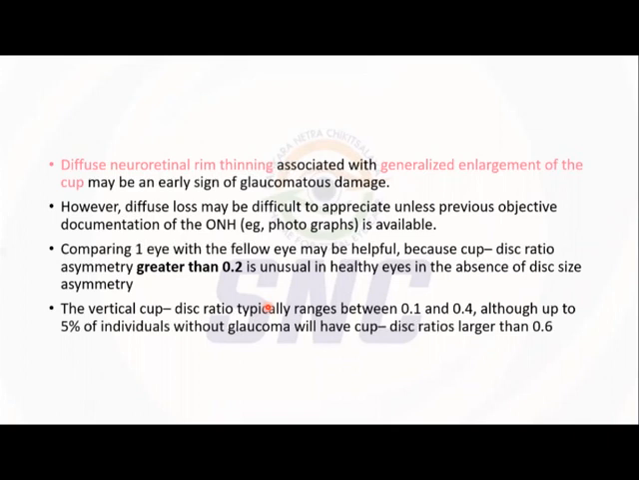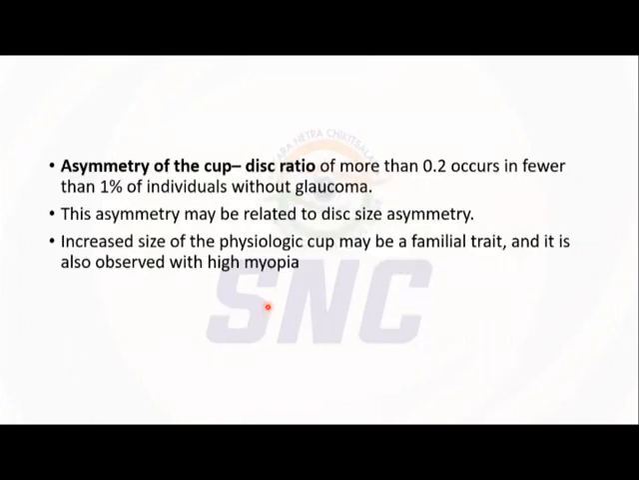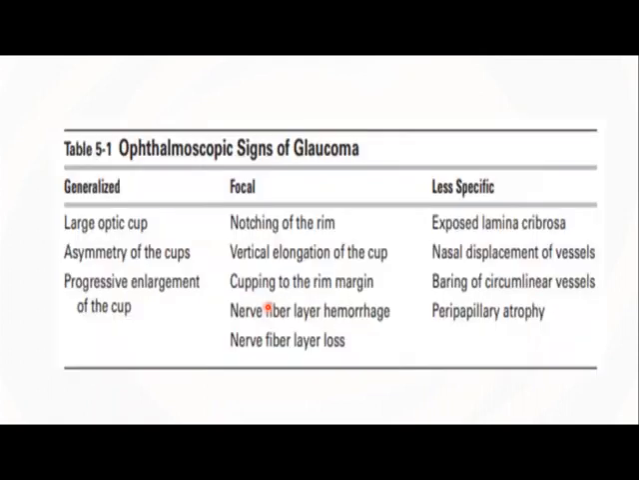And the vertical cup disc ratio typically ranges between 0.1 and 0.4, although up to 5% of individuals without glaucoma will have a cup disc ratio larger than 0.6. Asymmetry of the cup disc ratio of more than 0.2 occurs in fewer than 1% of individuals without glaucoma. So this may be related to disc size asymmetry. Increased size of the physiological cup may be a familial trait, and it is also observed with high myopia.